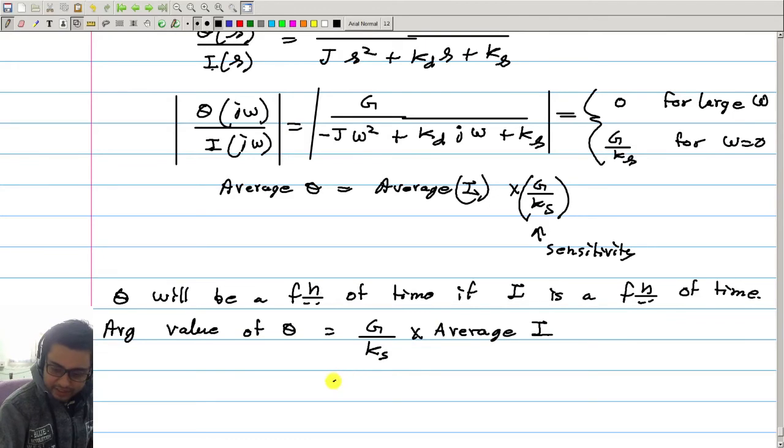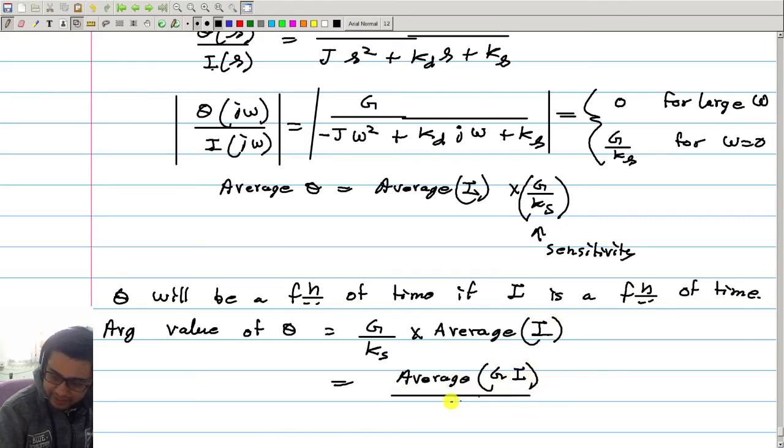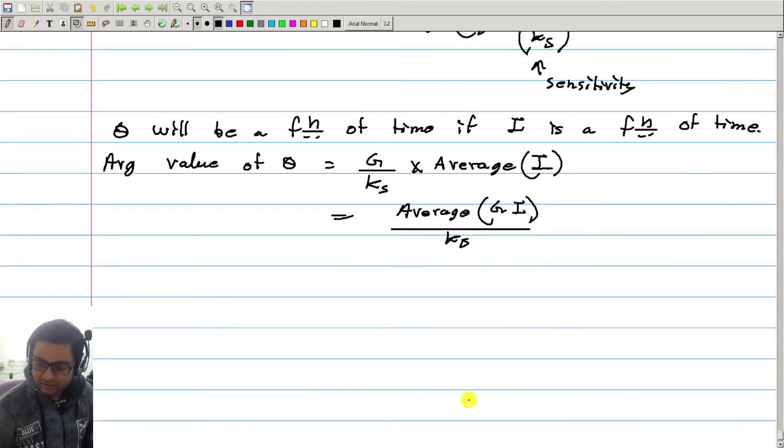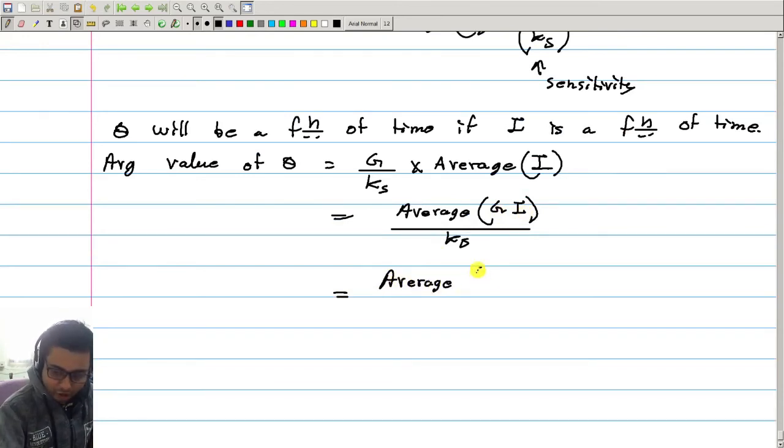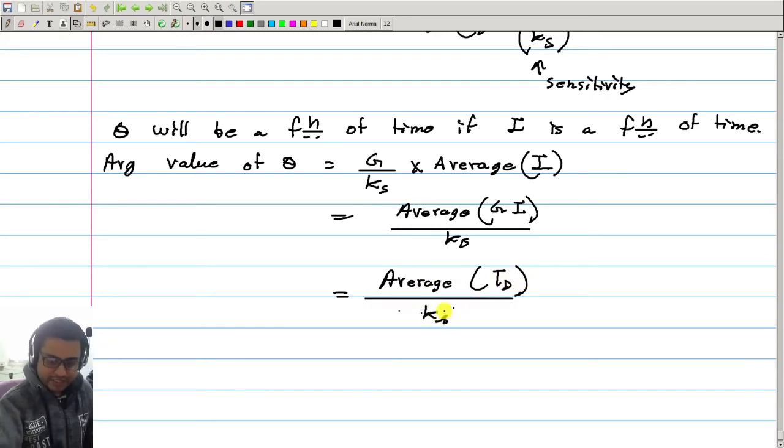I can write it in this way: average of G times I by Ks, correct? And now what is G times I? It is the deflecting torque. So this is the average deflecting torque Td by Ks. So what do we see? The average value of theta depends on the average deflecting torque.